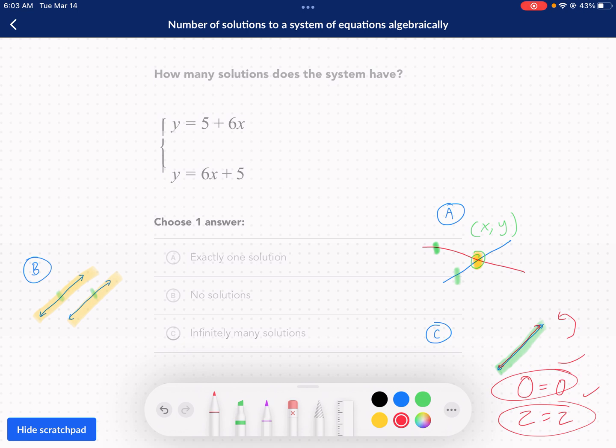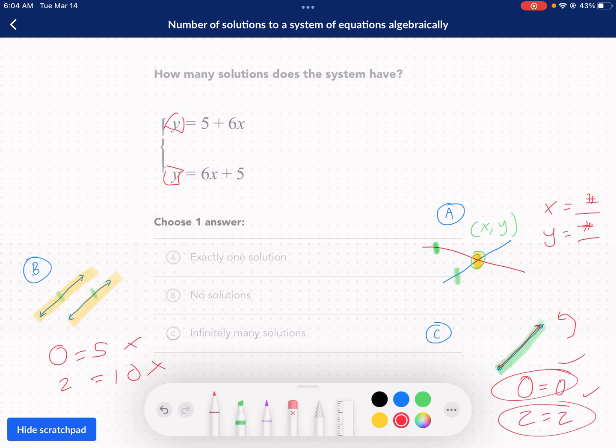If you get something for B where it's like 0 equals 5 or 2 equals 10, well, that's obviously not true. You have a case where it's no solutions. And then for A, we're going to get x equals a number or y equals a number, something specific. That just means there's only one point that satisfies it. So if we're looking at this one, how do we determine if it's A, B, or C? What you're going to want to do is, I like to use substitution, especially if both of these are solved for y.